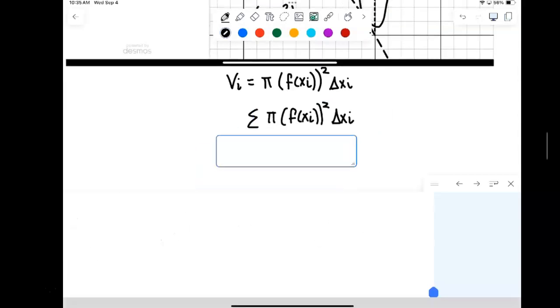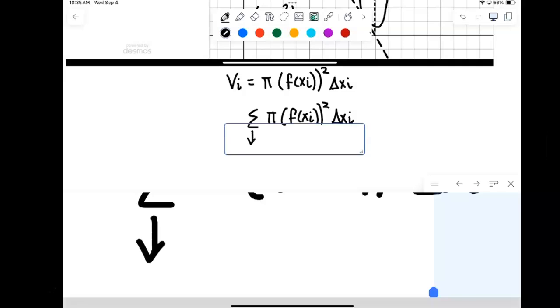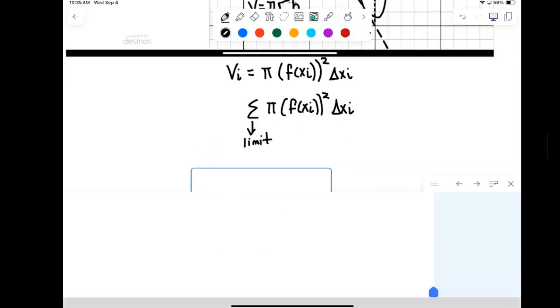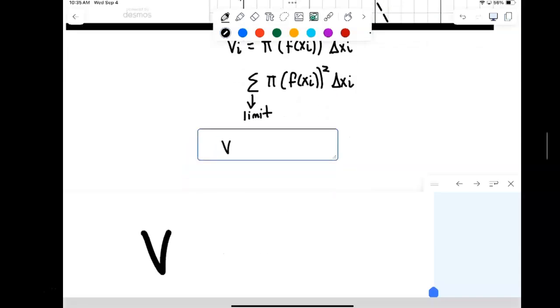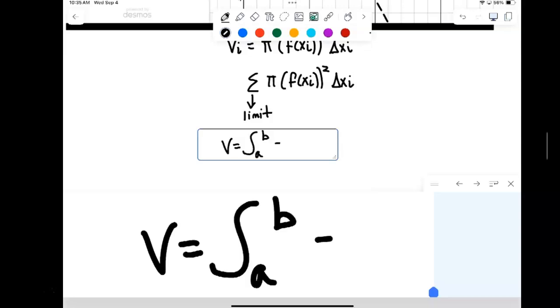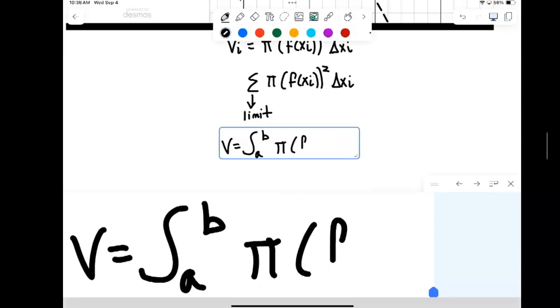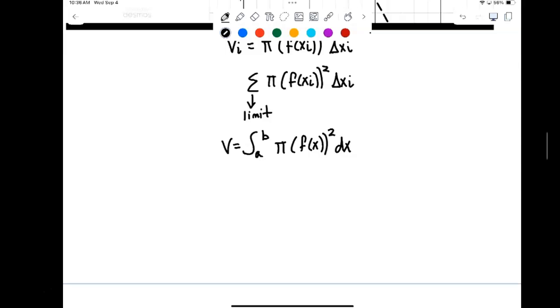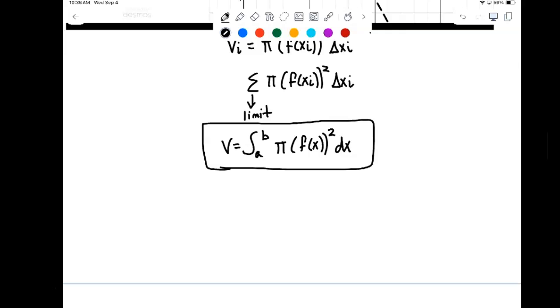We're then going to take the limit. The limit's going to transform this from a sum into an integral. And so the volume will be the integral between your two limits, a and b, of pi f of x squared dx, where f of x i becomes f of x. And so now we have the formula for the volume of a disk. And so that's the derivation.